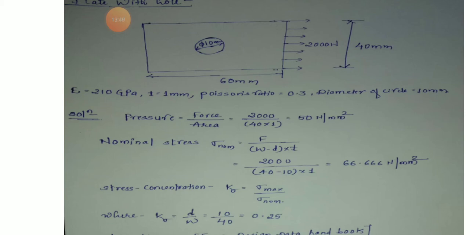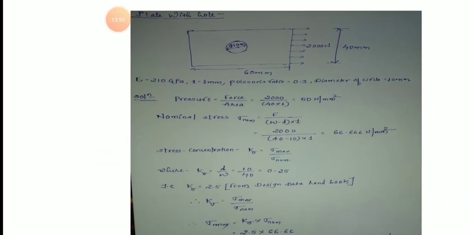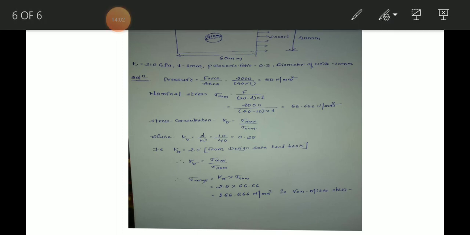Now the solution. First step, you have to calculate the pressure. What is the formula for pressure? Pressure is nothing but force by area. Force is 2000, which is given already, divided by area. Area is equal to W into T, width into thickness. Width is 40 mm, thickness is 1 mm. So we will get 50 Newton per mm square.